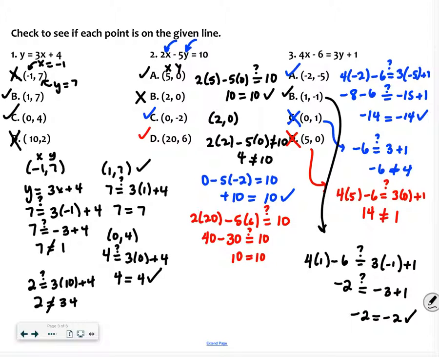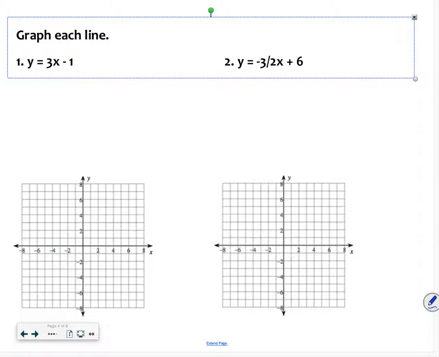So on number 1, we had B and C that worked. On 2, we had A, C, and D. On number 3, we had A and B. All right, so let's get to the more interesting things. Checking to see if the point's on a given line, that's not very exciting. But how about these ones?